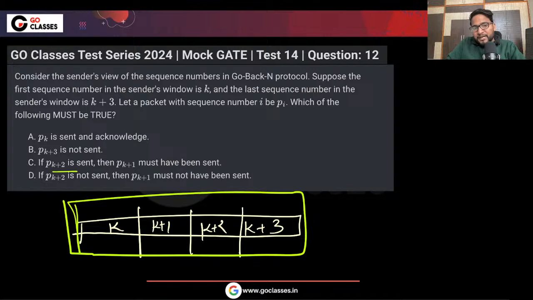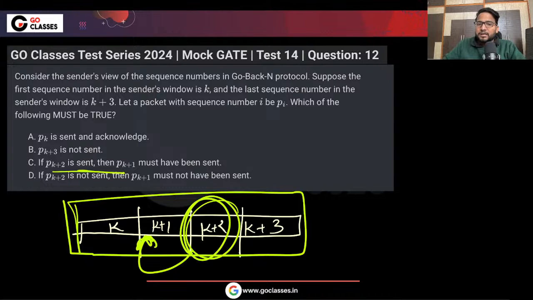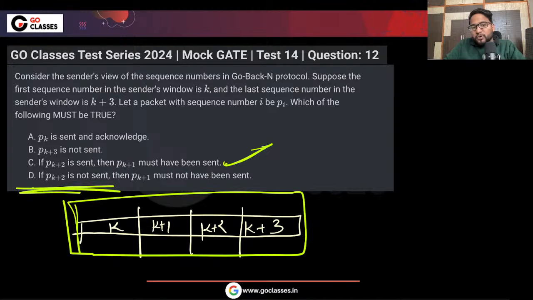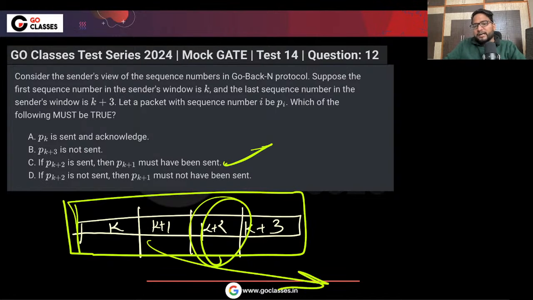Now if pk plus 2 is sent, then pk plus 1 must have been sent. Obviously, if this is sent, then this must have been sent. So that's why this is true, because this is the go back N protocol. If pk plus 2 is not sent, then pk plus 1 must have not been sent. No, that's not true. If this is not sent, maybe you have sent it, right? Maybe you have sent it. So let me know if that is understood, right?